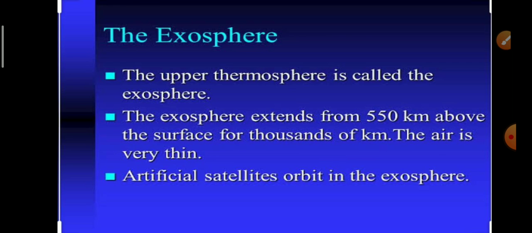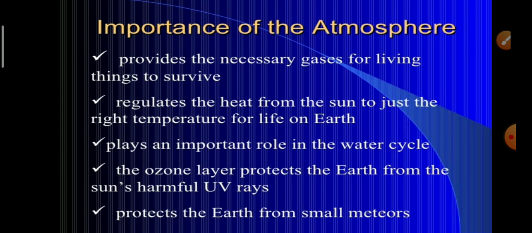Now what is the importance of atmosphere? Atmosphere acts as a huge blanket that provides a protective shield against extreme heat. It provides the necessary gases for living things to survive. The atmosphere acts as a greenhouse by keeping the earth warm. Atmosphere regulates the heat from the sun to just the right temperature for life on the earth. Atmosphere plays an important role in the water cycle.